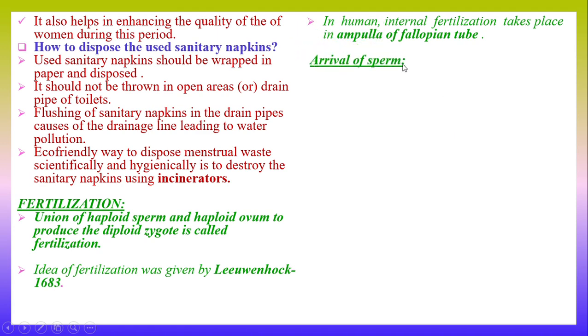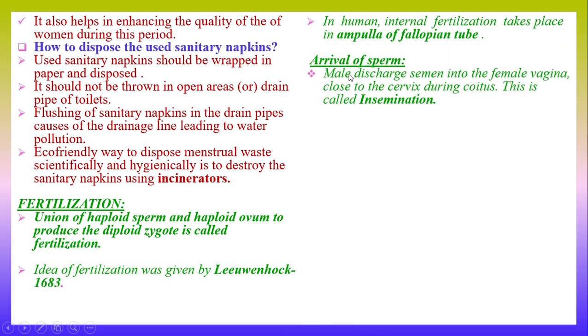Next, arrival of the sperm. How does the sperm arrive in the female body? The male discharges the semen into the female genitalia during copulation, very particularly in the vagina, close to the cervix, during coitus. This is called insemination. Two more questions. Okay. Next, movement of the sperm.